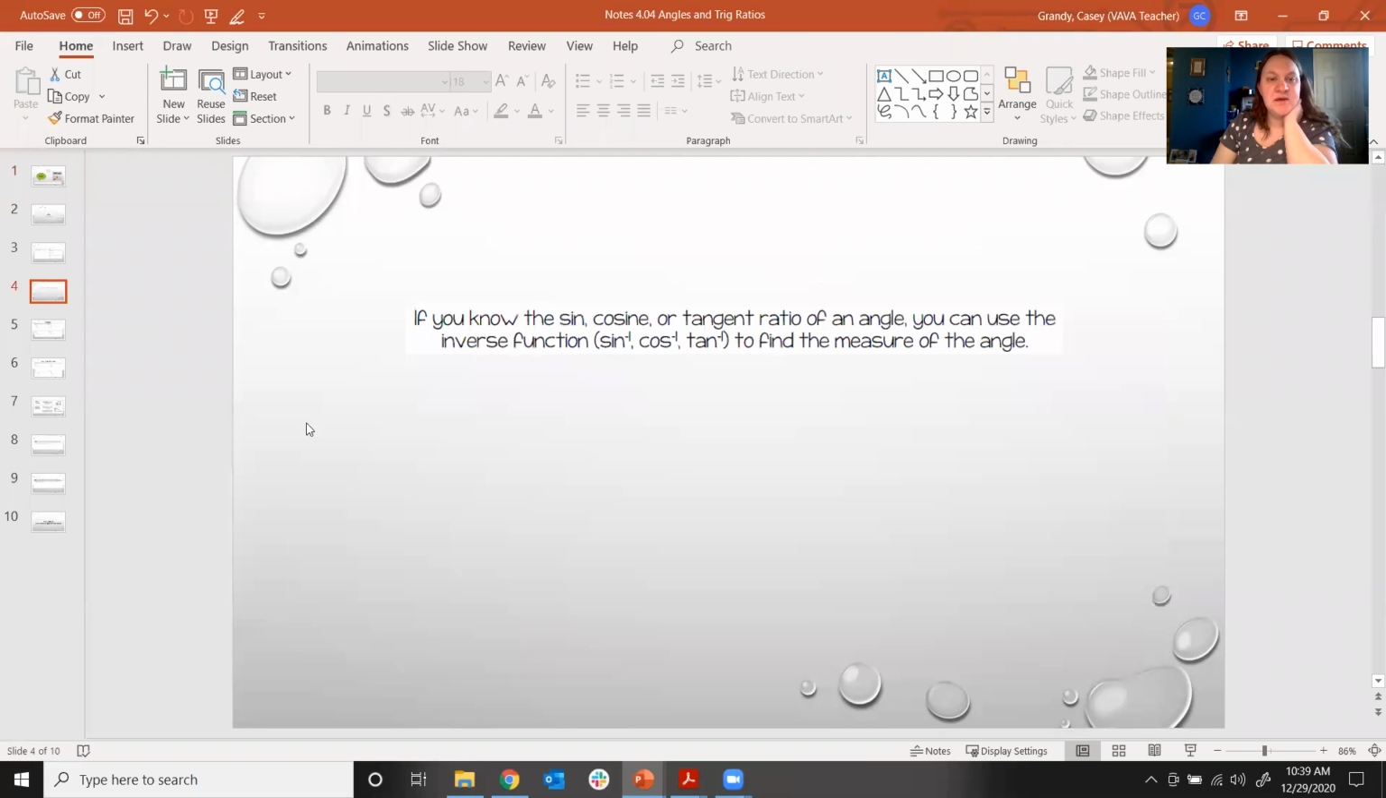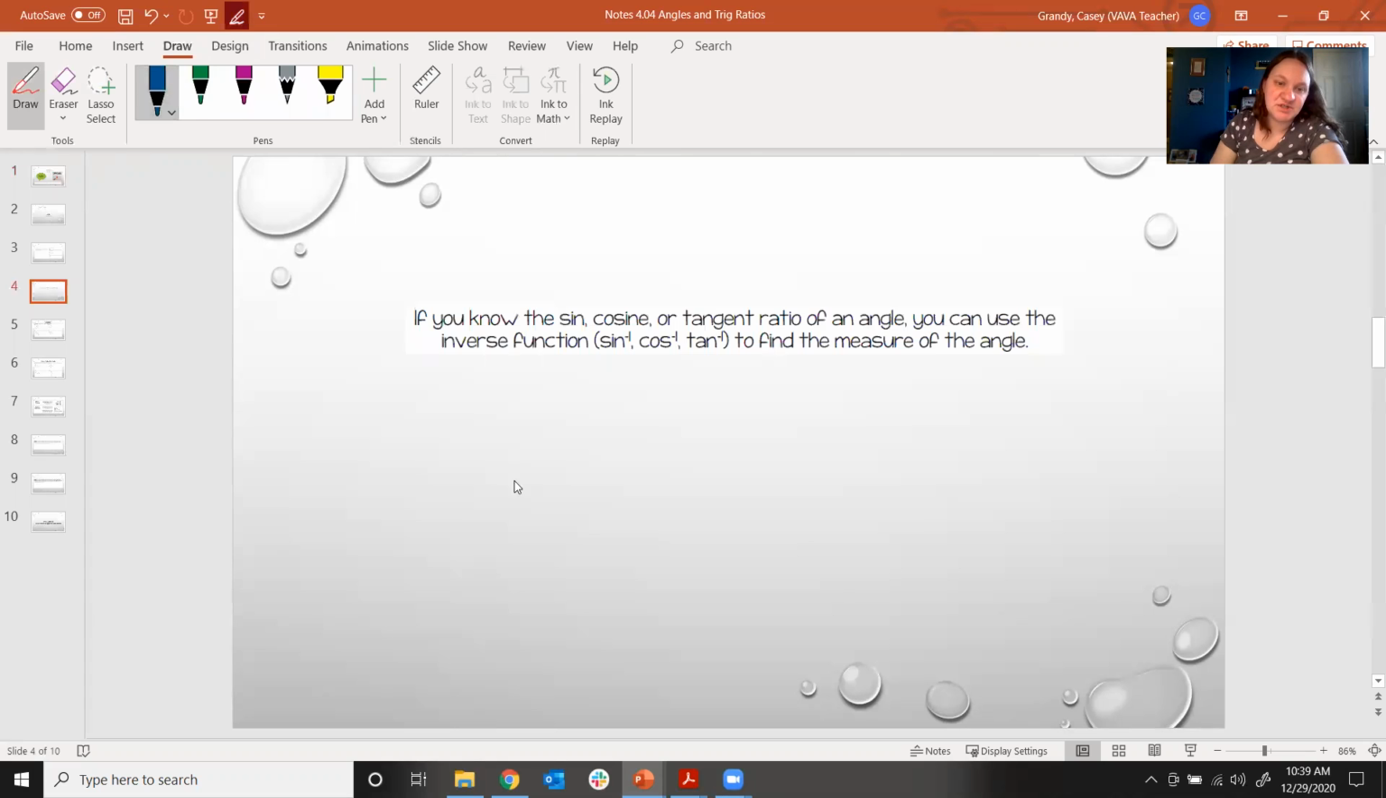Okay. So if you know the sine, cosine, or tangent ratio of an angle, then you can use the inverse function of those things to find the measure of an angle. So what I'd like to do is just show you an example where we have a trig function, maybe the sine of 27. There's this inverse function called sine inverse. That's how we say this.